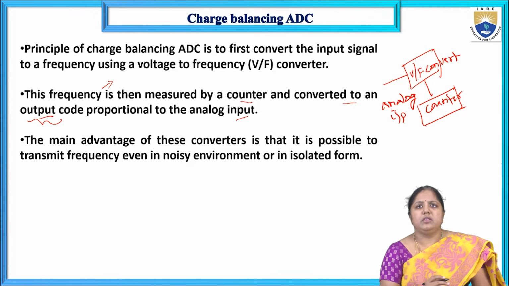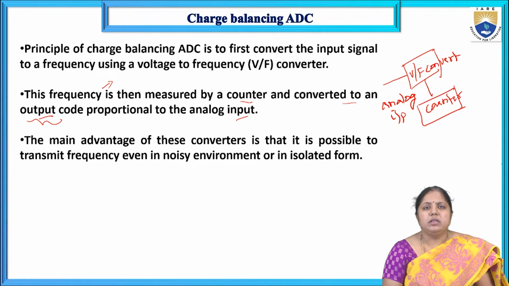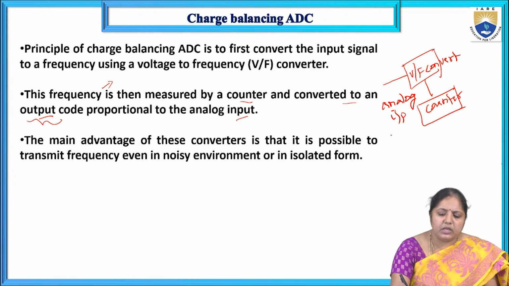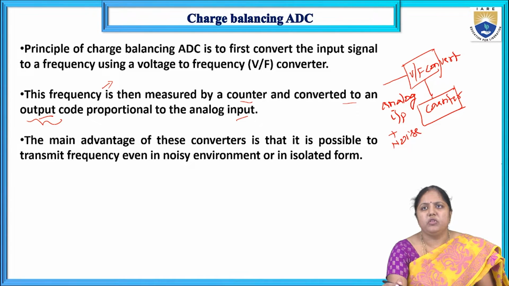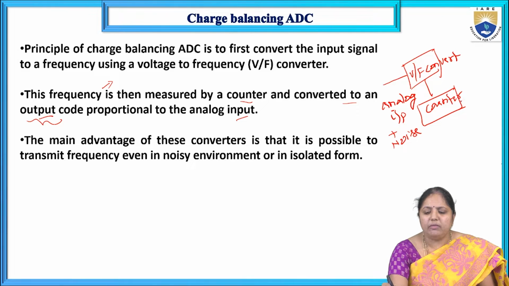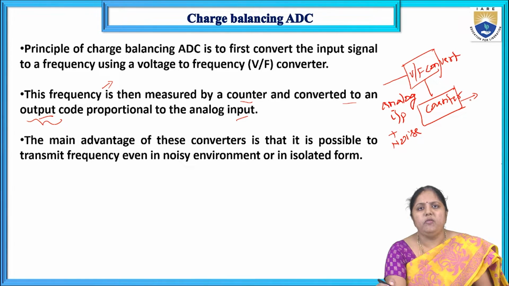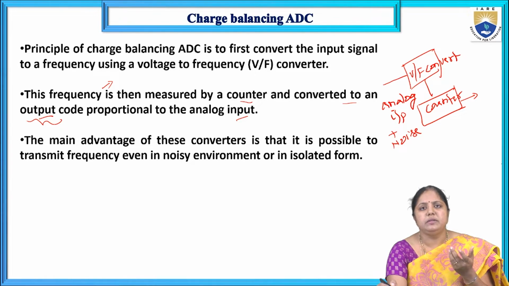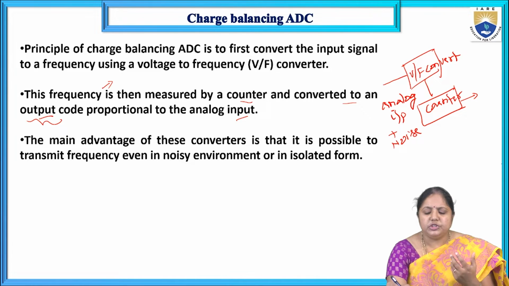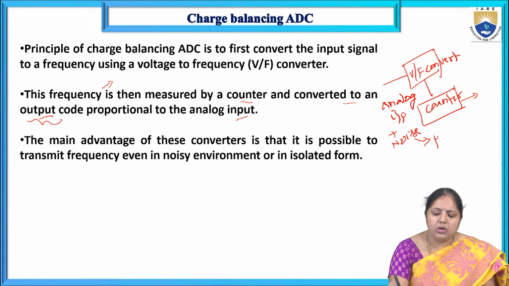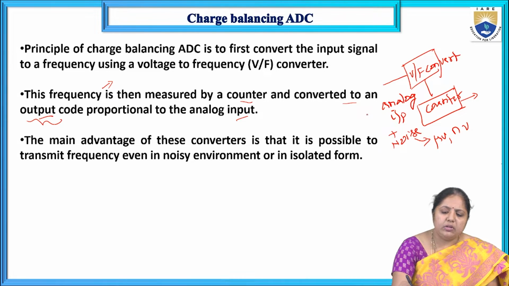What is the main advantage of this converter? Suppose a noisy signal is also present. The noisy signal is also converted into equivalent frequency form, and even so I will get the exact counter output. Assume that the noisy signal is generally in the order of microvolts or nanovolts, whereas the analog input signal is in the order of volts or millivolts.